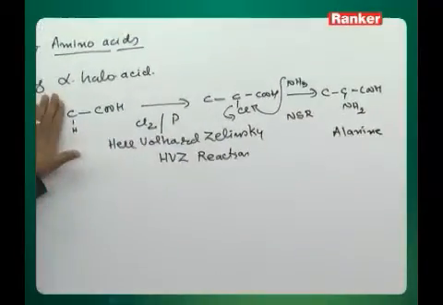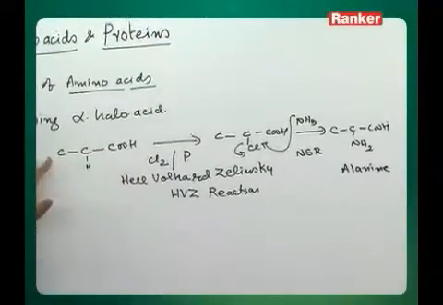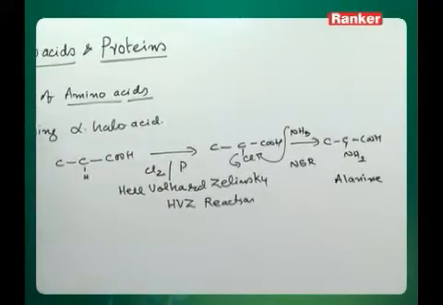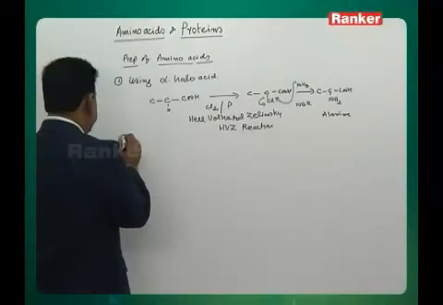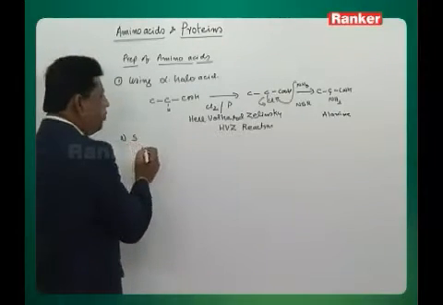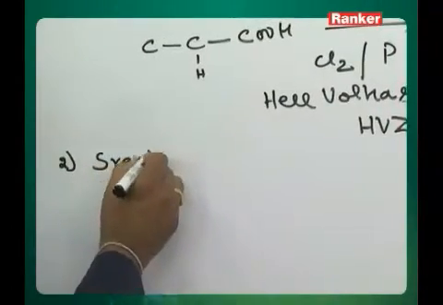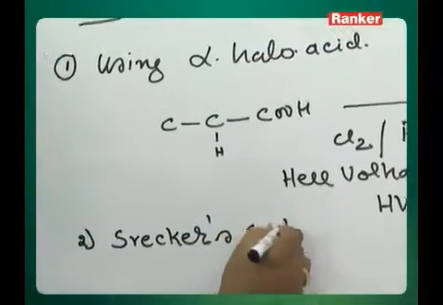If you take acetic acid, you will get glycine. If you take methyl acetic acid, alanine; phenyl propanoic acid, you will get phenylalanine, and so on. All the series of amino acids can be prepared. And another, more popularly known method is a name reaction called Strecker's synthesis.